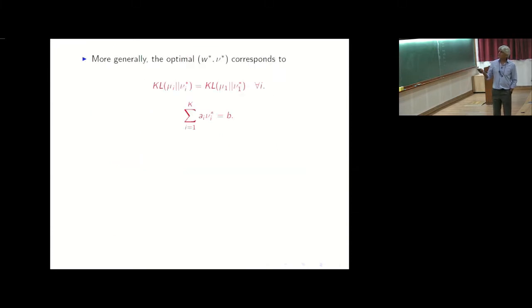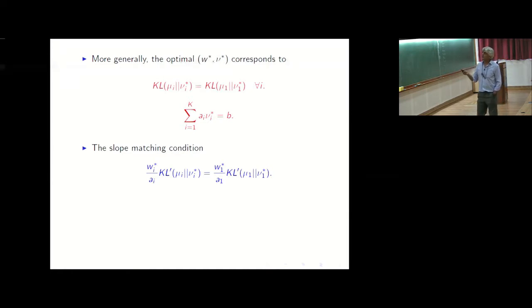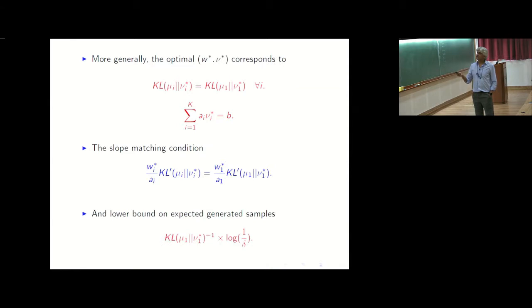Now, the same thing works in generality. The solution W star, nu star will have the property that the Kullback-Leibler distance at the optimal point will be equal for all the arms. And in addition, you'll be at the half-plane boundary. This would basically identify the nu star for you. To find the W star, you have the slope matching condition: the slope of the ellipse at the optimal W has to match the slope of the half-plane. And that gives you the condition to actually find these W stars, basically. So you have the whole solution.